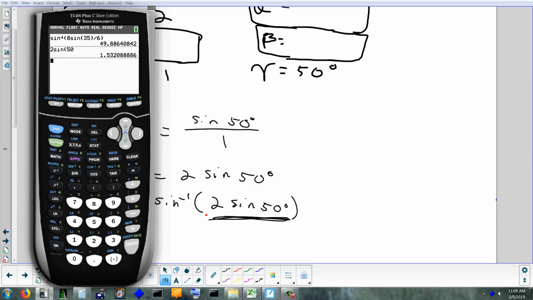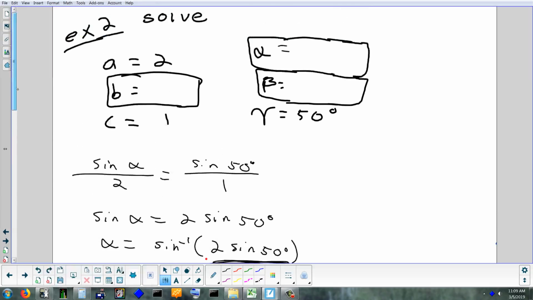It's not going to work. The graph never hits a height of 1.53. It only hits a height of -1 to 1. So when you type that in, it's going to tell you there's a domain error, which means that there is no solution for alpha.